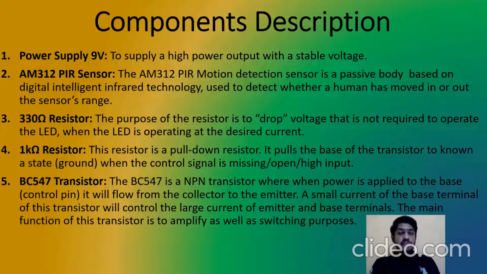BC547 transistor. The BC547 is an NPN transistor where, when power is applied to the base control pin, current will flow from the collector to the emitter. A small current at the base terminal of this transistor will control the large current between the collector and emitter terminals. The main function of this transistor is amplification as well as switching purposes.